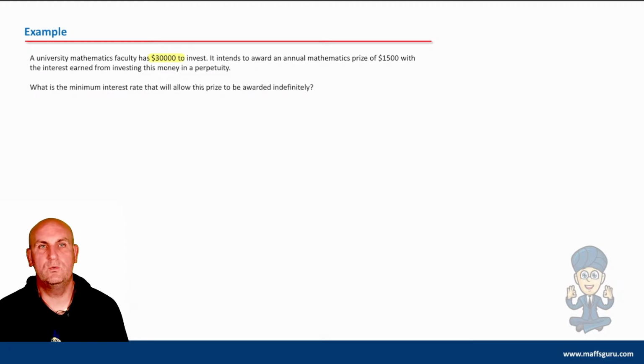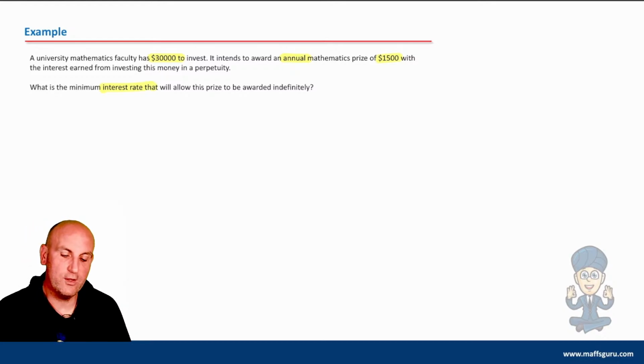It intends to award an annual prize. There we go. That was the trick to this question. Annual mathematics prize of $1,500. So the interest on that $30,000 is going to be $1,500, with interest earned from investing this money in a perpetuity. What is the minimum interest rate that will allow this prize to be awarded indefinitely?